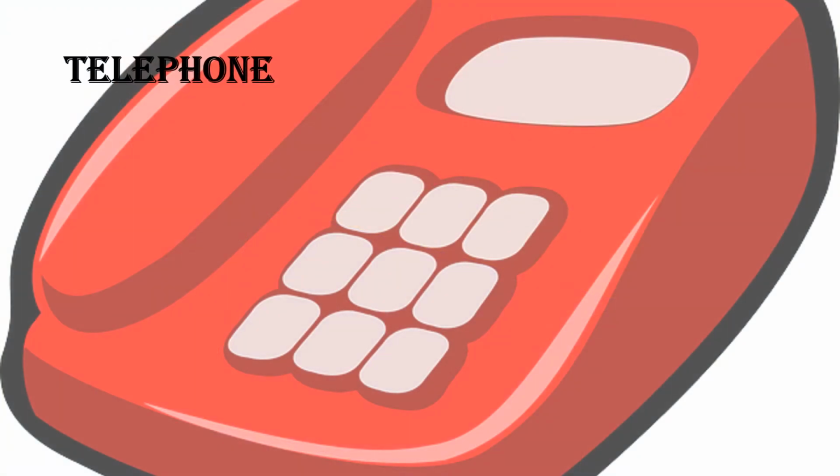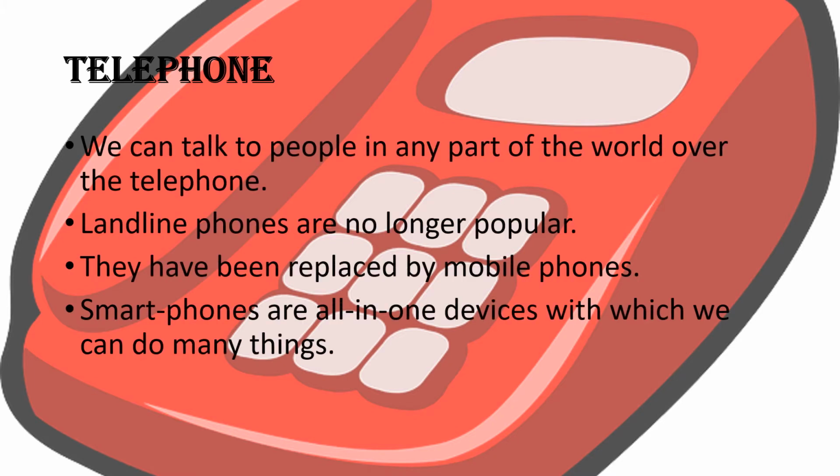Next is telephone. We can talk to people in any part of the world over the telephone. Some years ago, telephones were generally used for talking to people. Landline phones were very popular, but these days landline phones are no longer popular. They have been replaced by mobile phones, or we call them smartphones also.